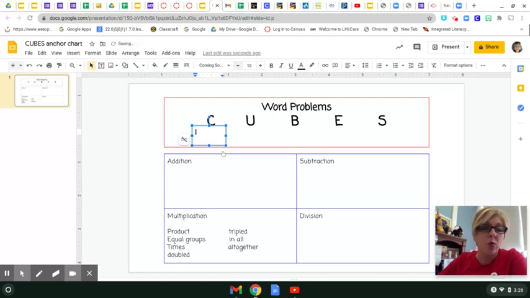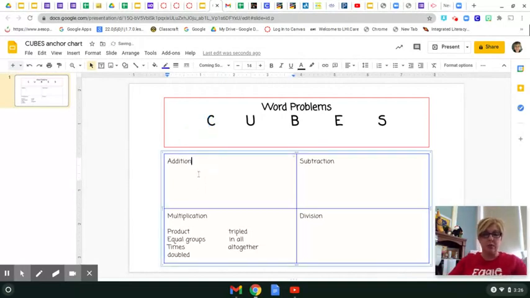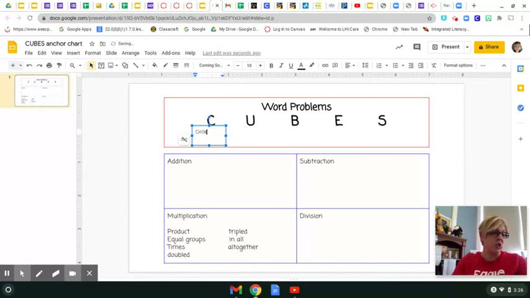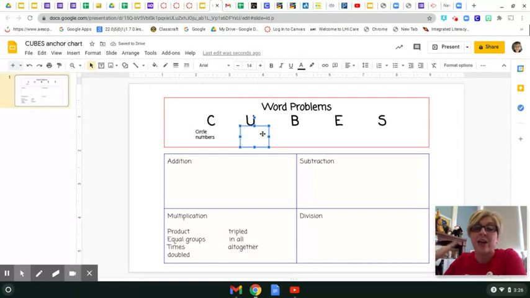The next step that we want to do is to circle key information, or circle the numbers. I'm going to make it kind of small for now. I'm going to put this in bold so you can see it. But C stands for circle. So after you have read the problem, you want to go back and circle the information that you will need to help yourself solve the problem.